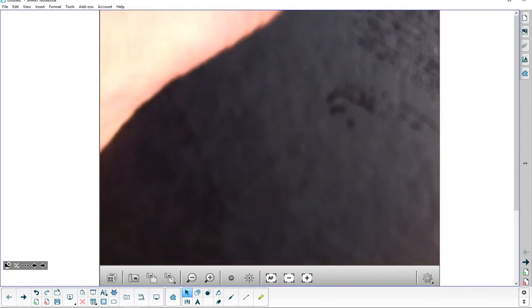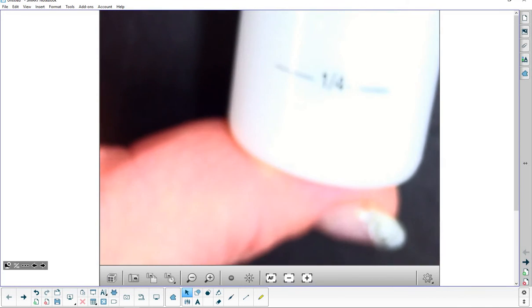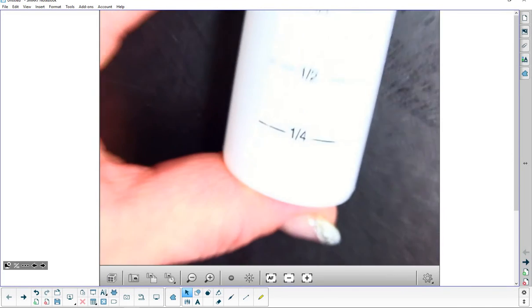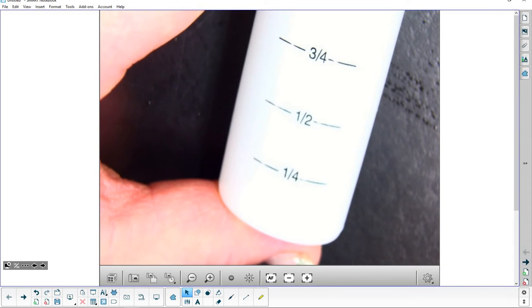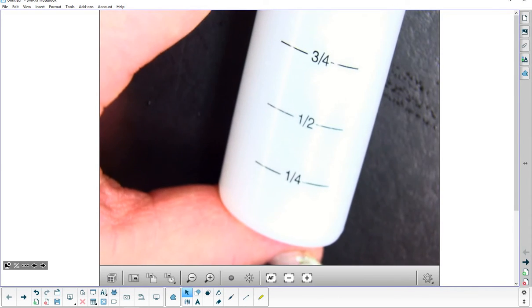Okay, on the next one, bring it up here a little bit. We're actually going to use, see if I can zoom out. Oh, there we go. A film canister. On the side of the film canister, there'll be marks: 1/4, 1/2, 3/4. You need to decide how much water to put in.